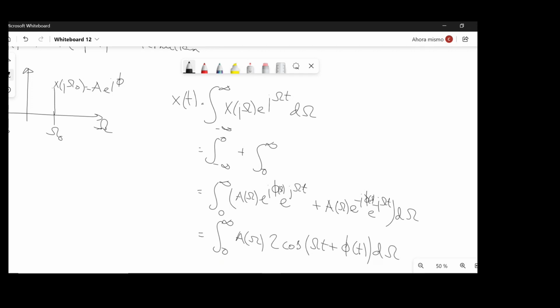So something that was a complex integral in general, only for real signals, I can decompose it as something that has an amplitude, has a frequency, has a phase.